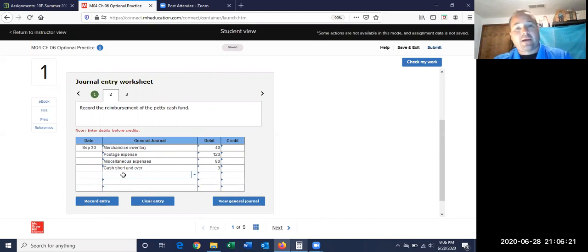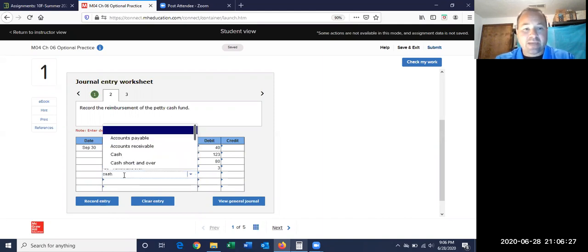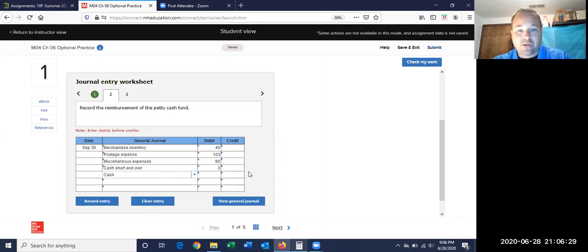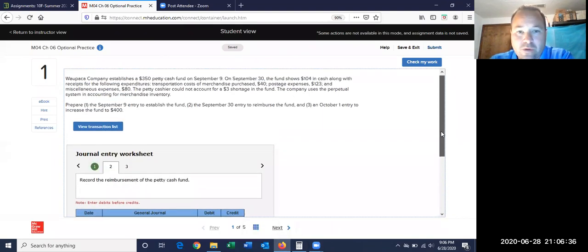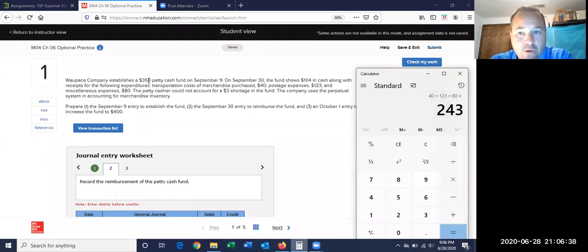And then we come down here. We don't credit petty cash. You could, but this is not how the book is wanting you to do it. So we're just going to credit cash for the whole amount. The whole 246 that I have. And remember, it's 246 because if we go back up here, we had 350 and I only have 104 left.